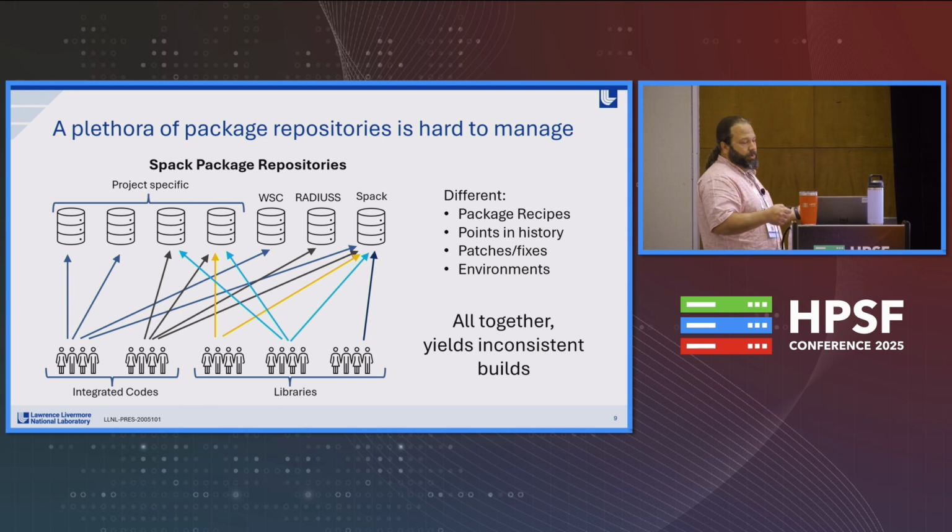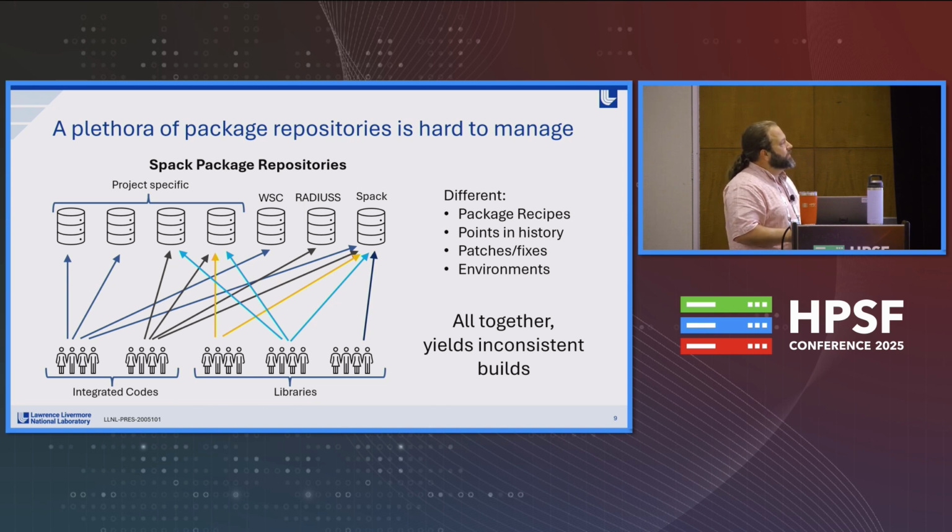Another problem that we have is that we have a plethora of package repositories. We have a bunch of integrated codes, we have libraries, and all of these have Spack package repositories. We may have some project-specific ones. We have the new one that I created, because of course you've got to create another one before you solve another problem. So we have the WSC one, we have the radius one, we have the Spack built-in one.